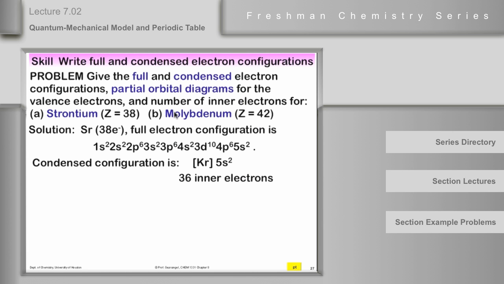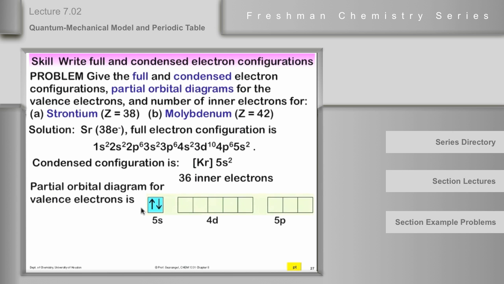The partial box diagram then is for the outer electrons. Strontium would be in the fifth period, so it's 5s2, 4d10, 5s2, 4d nothing, 5p nothing. Okay, that's the box diagram. Any questions on strontium? Are you comfortable with this?